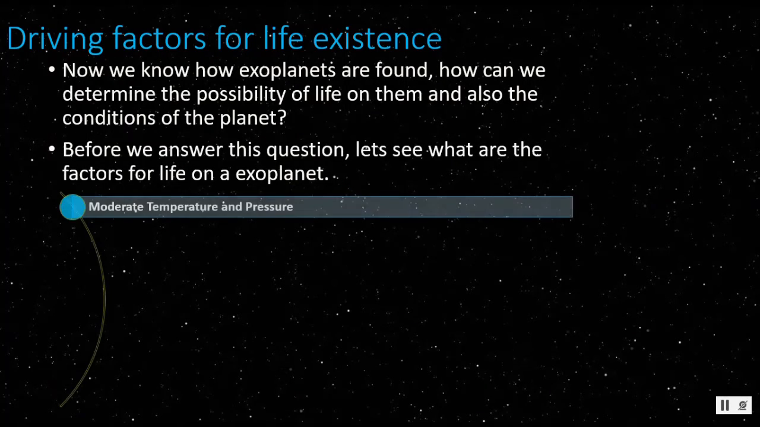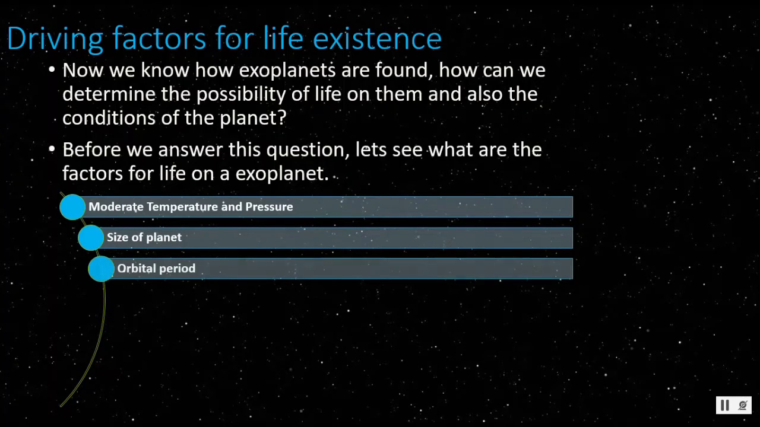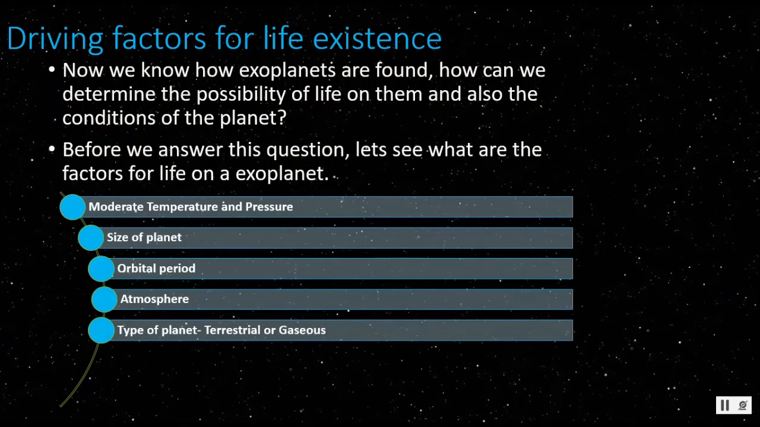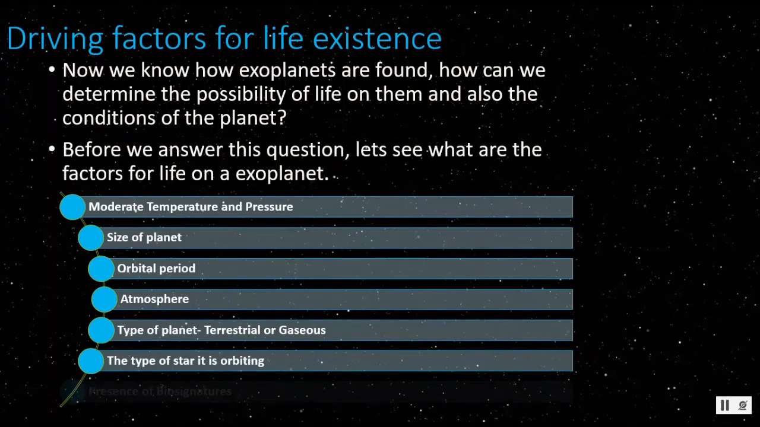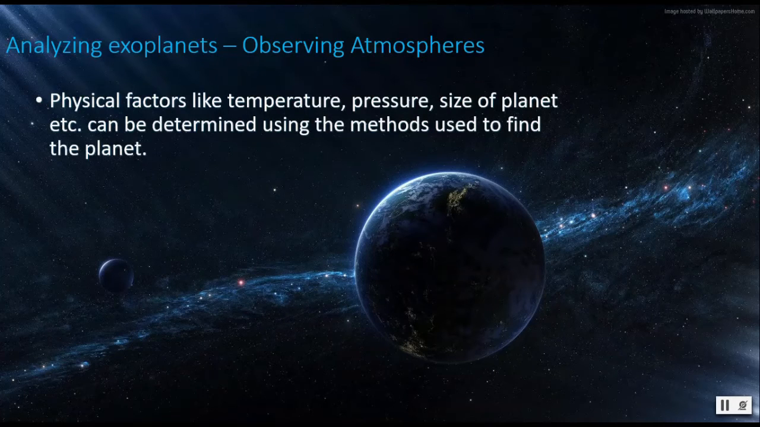Driving factors for life existence. Let us determine the possibility of life on exoplanets. Let us find the factors of life first. Moderate temperature and pressure, size of the planet, orbital period, the type of star it's orbiting, and presence of biosignatures.